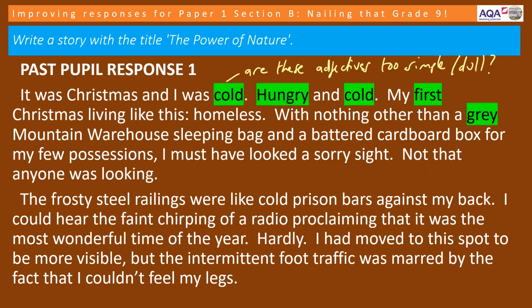However, I wonder about the vocabulary in the first paragraph. Does it show off how well the candidate can write? Or does the initial compound sentence combined with adjectives such as hungry, cold and grey just sound a bit basic?